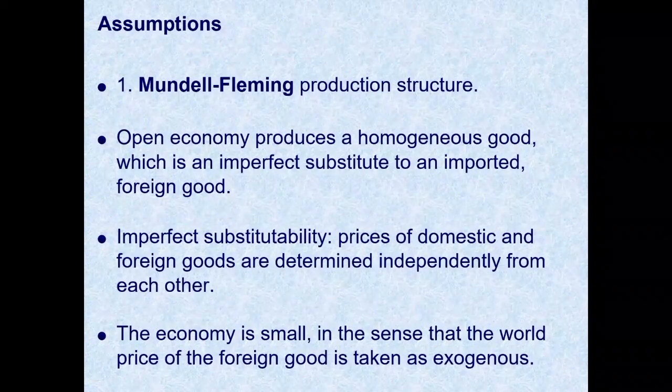As for the assumptions of the model, we pointed out that a key assumption is the Mundell-Fleming production structure, which is the same as in the IS-LM-BP model that you saw last semester. There's only one good produced in the economy. It is used for consumption, investment, or export. That good is an imperfect substitute for the foreign good. And domestic agents, households, consume both the domestic good and the foreign good.